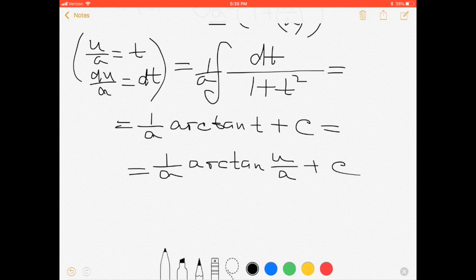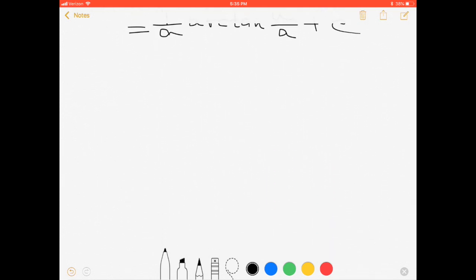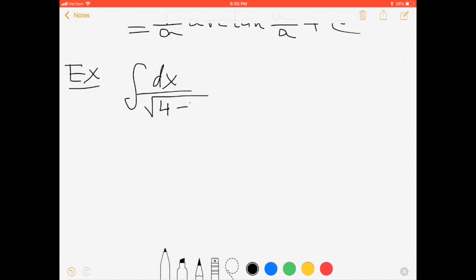Okay, now let's see how we can use these three formulas to evaluate integrals. First, we're doing something very simple so you can see how it works with the coefficient. First, we have the integral dx over the square root of 4 minus x squared. First, we check what kind of formula we need to use. Here we have constant minus function, under a root. This means it is formula number 1, arcsine.